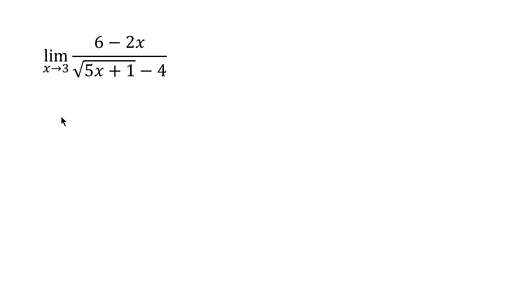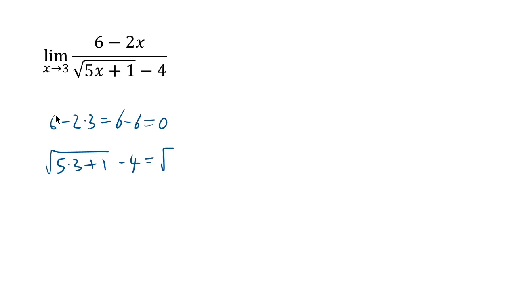So if you plug in 3 on top, 6 minus 2 times 3, that's 6 minus 6, which is 0. If you plug in 3 on the bottom, you get square root of 5 times 3 plus 1, minus 4. 5 times 3 is 15. 15 plus 1 is 16. And square root of 16 is 4. So that becomes 4 minus 4, which is 0. So it's 0 over 0. Well, what is 0 over 0? This is what we call indeterminate.